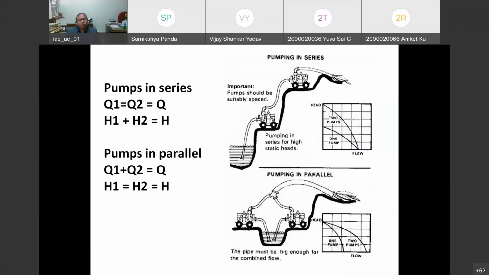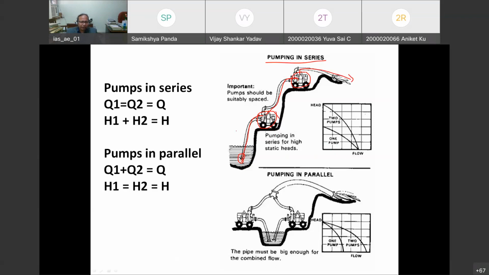Now, in this way, if you take the pumps in series, let's say here there is a pump P1 and this is the other pump. If you connect them in series, try to understand what the scenario will be. This water will go to this pump, and this water from here will work as the suction for the next pump, and this will be the delivery line.